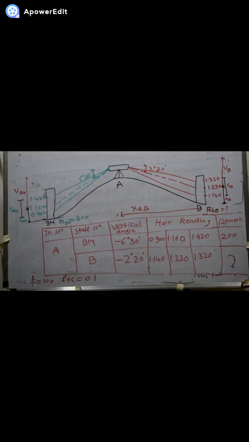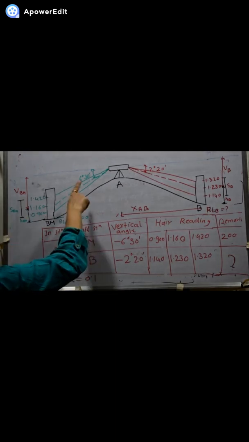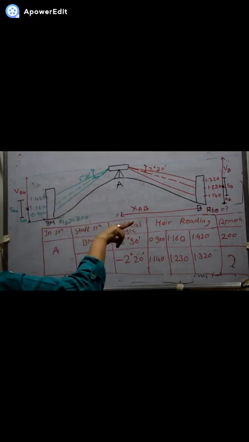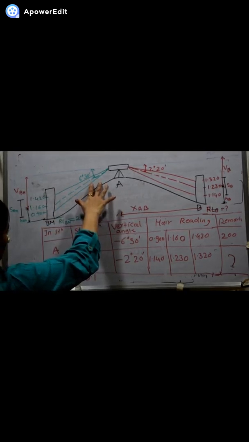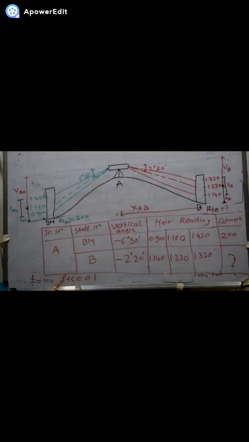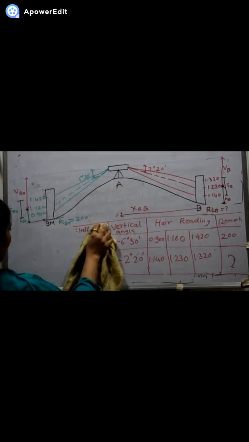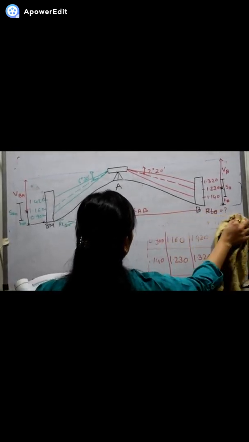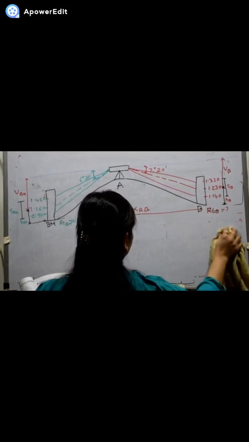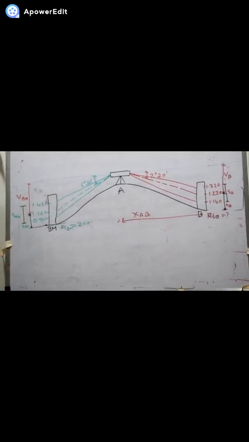The only difference between the previous problem and this problem: there are two differences. In that case, one angle was positive, one angle was negative. In this case, both the angles are negative, and here the additive constant they have given. So we have to use the formula of the vertical distance by using the additive constant. But to start with, we will find the horizontal distance between the point A and B.